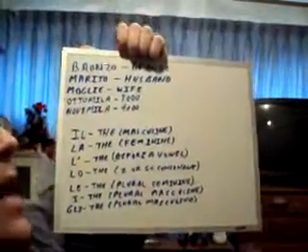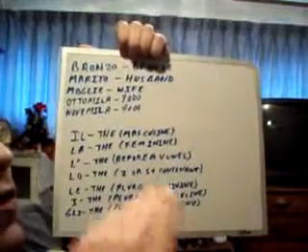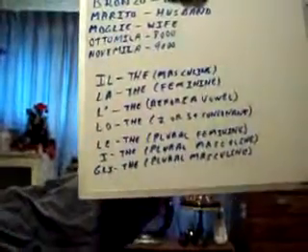Now, what happens if a masculine noun starts with a vowel, and vowels being A, E, I, O, and U? In other words, the first letter of the masculine noun is one of those vowels. Then you're going to use L apostrophe.